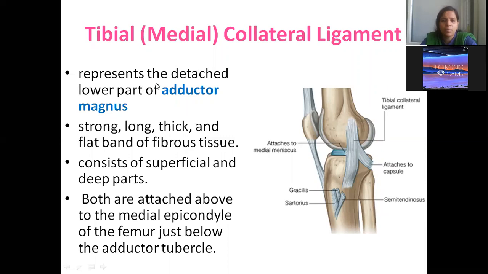Actually, the tibial collateral ligament represents the detached lower part of adductor magnus. Do you remember we have the adductor tubercle above the medial condyle, the insertion of the adductor magnus? There is a long insertion with openings we have discussed, the hiatus. That is adductor magnus. So the further continuation of adductor magnus is nothing but the tibial collateral ligament.